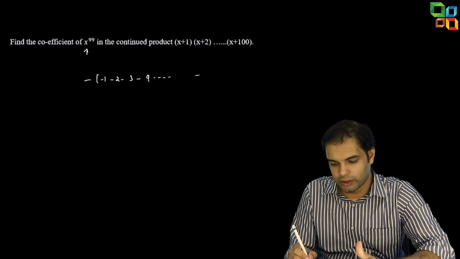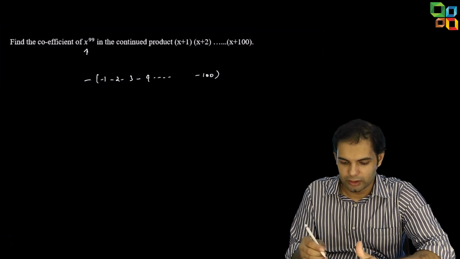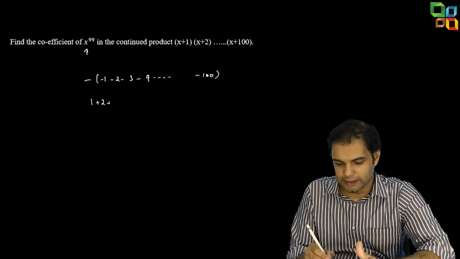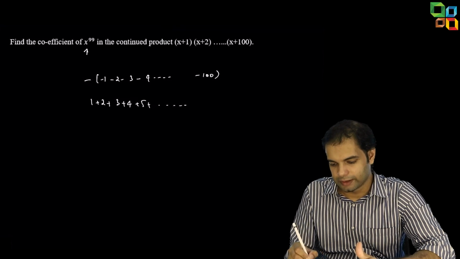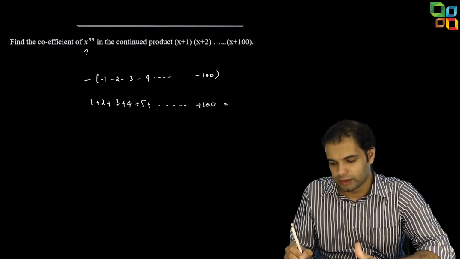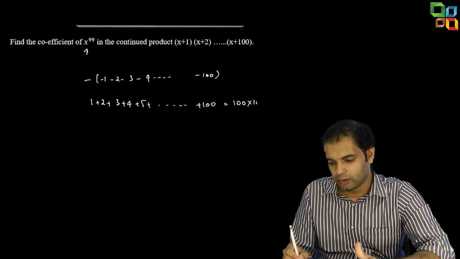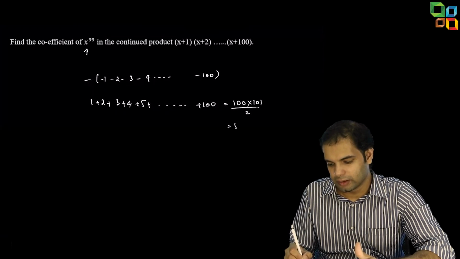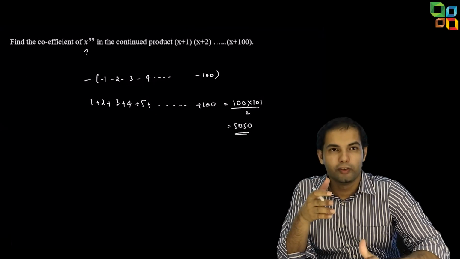So just multiplying the negative inside, it will become 1 plus 2 plus 3 plus 4 plus 5 up to 100. Great. Then you can use n into n plus 1 by 2. Yes, 100 into 101 by 2, which is 5050.